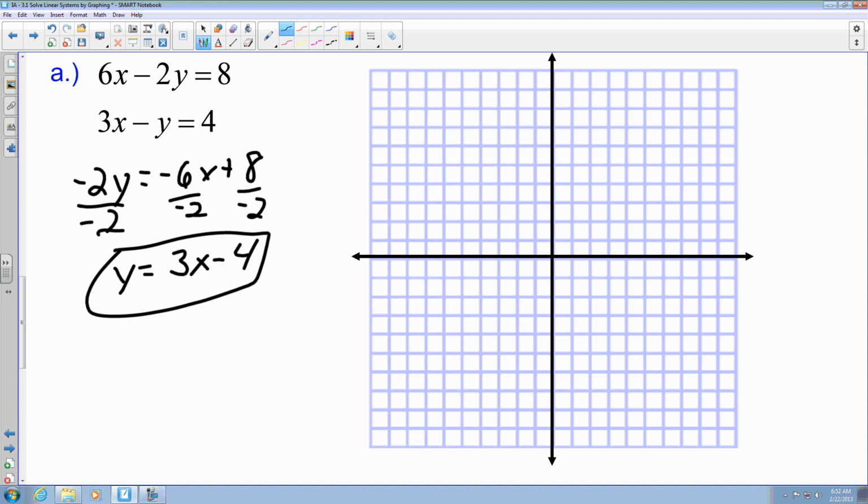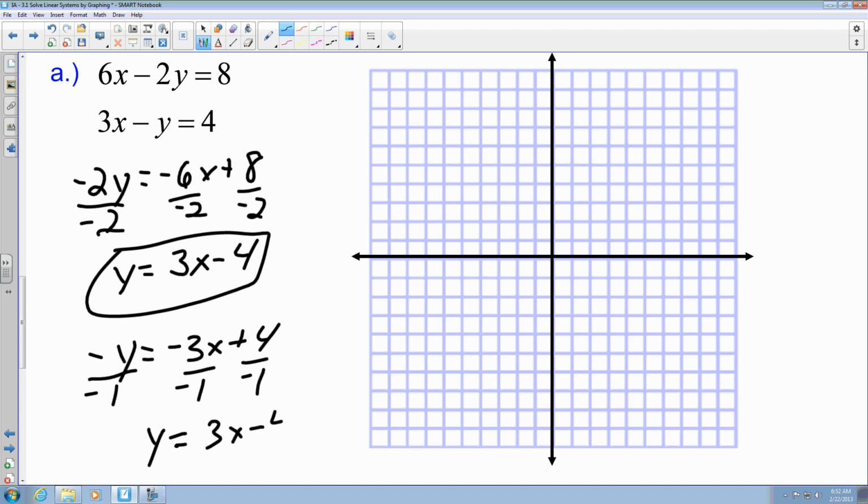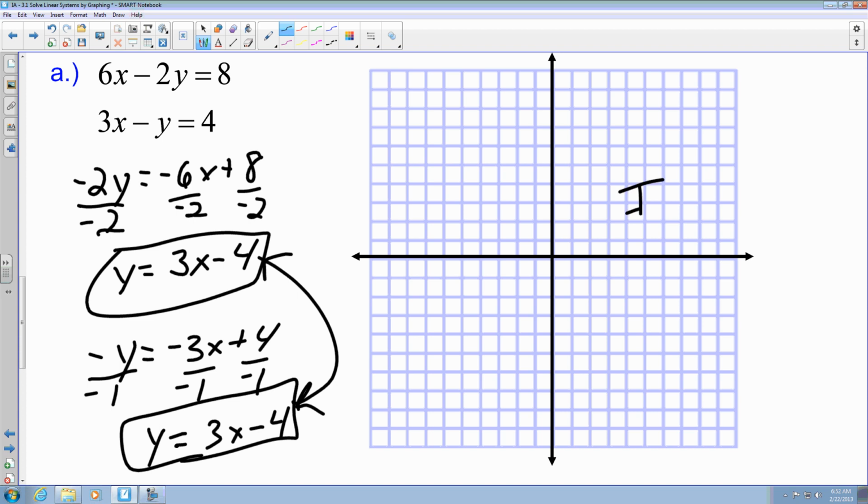The second one, I'm going to subtract 3x from both sides, so I got negative y equals negative 3x plus 4. I have a negative y, so I need to divide both sides by negative 1, so I have y equals positive 3x minus 4. I notice that both of these equations are exactly the same. So since they're exactly the same, we can conclude that this is going to have infinitely many solutions. I don't even have to graph it, I already know that.